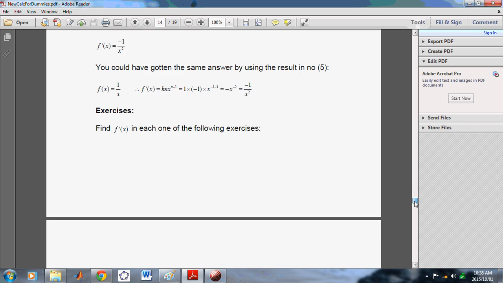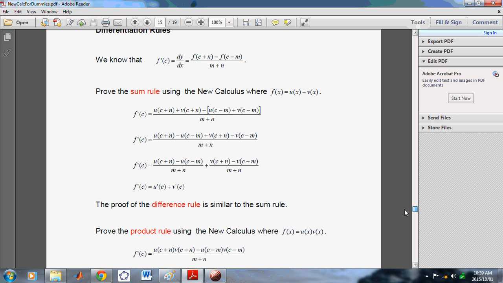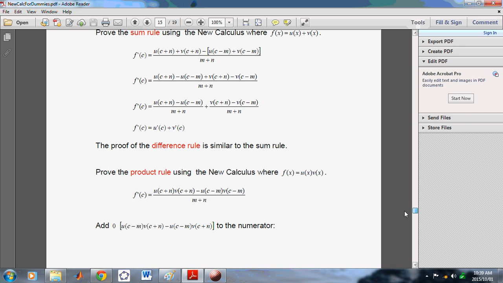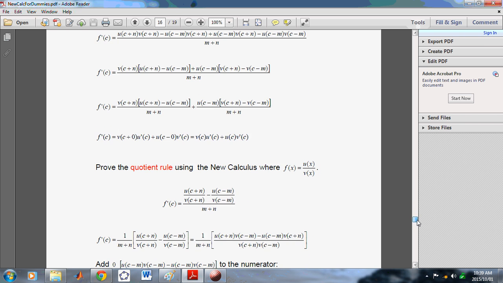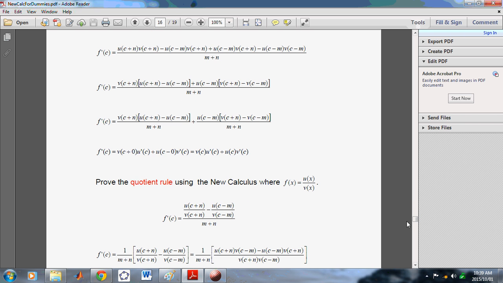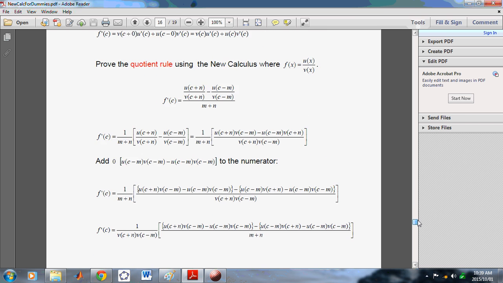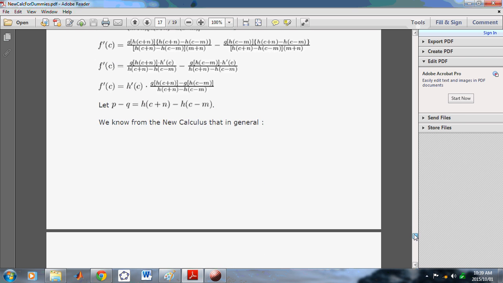There is not a single function that can't be differentiated with the new calculus. And even proving the differentiation rules is significantly simpler than the flawed calculus, because it contains no infinitesimals or infinity or limits. Everything is very straightforward. The proofs are easy. The chain rule is easy.